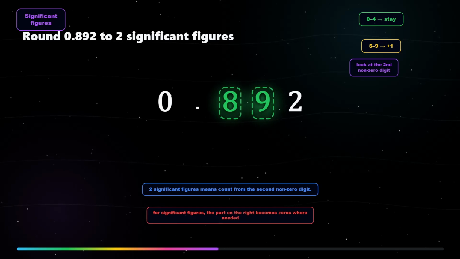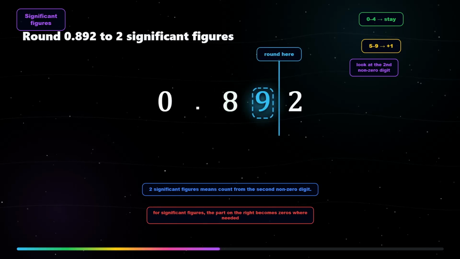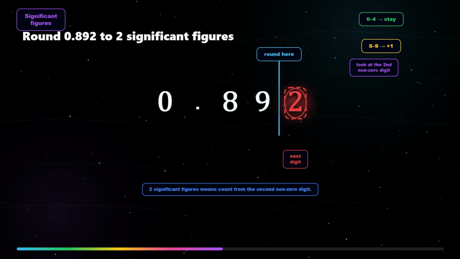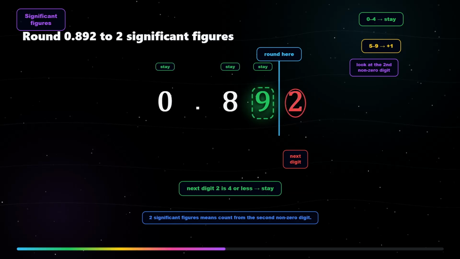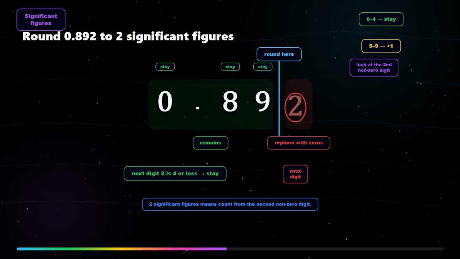So we keep the 8 and the 9. The partition line goes after the 9. Now look at the next digit. The next digit is 2. 2 is less than 5, so the 9 stays the same. The digit on the right is removed, so 0.892 rounded to two significant figures is 0.89.